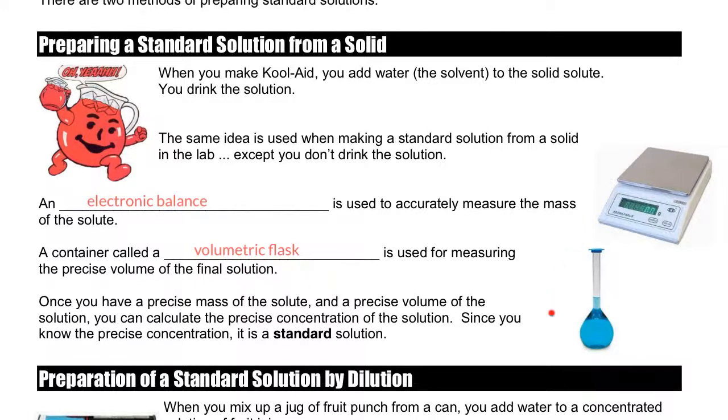The way they're set up is each volumetric flask has a line on it, just one single line, and that line is made to measure a precise amount. So you can have different sizes of volumetric flasks, but they're all made individually so that they measure out a precise volume. So you use the balance to measure out the mass of your solute, you add it to your flask, and then you fill it up to the line with water. Now you have a standard solution because now you know the precise concentration.